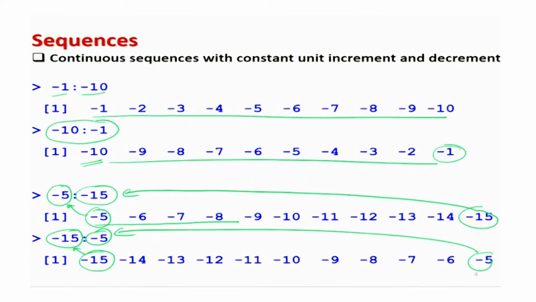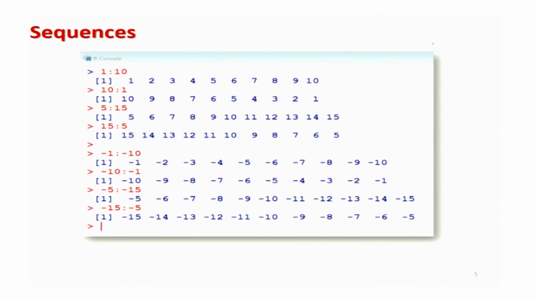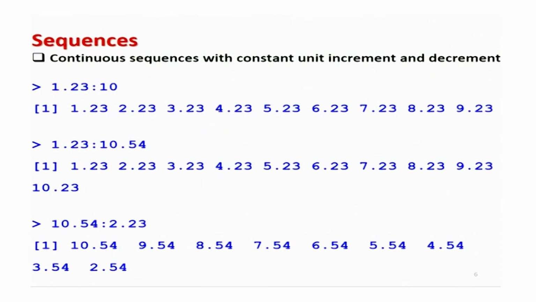Right. So that is how you can generate, and I already have shown you this on the R console, and you can see here the screenshot of the same operation. I hope that you can understand it very easily. These are very simple commands. Now I try to show you something more.